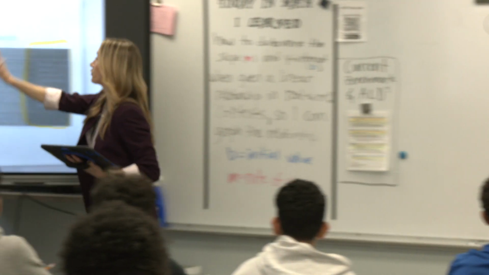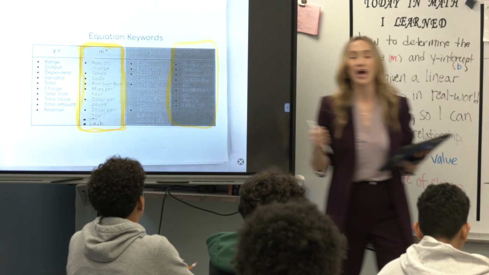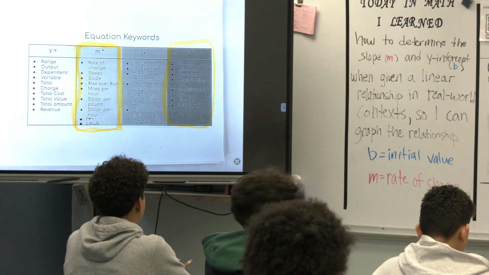Because there's words for y and there's words for x, but to graph, we need m and we need b, okay?